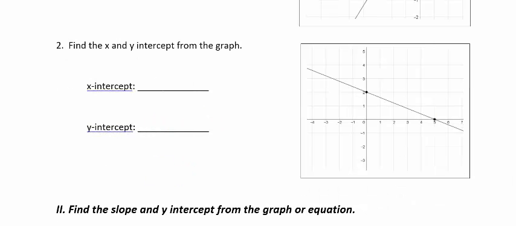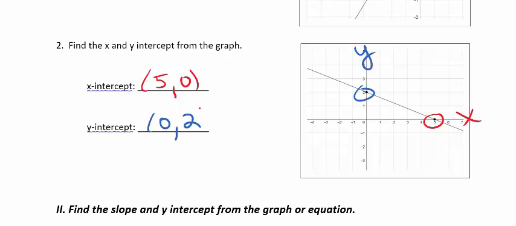In number 2, we need to also find the x and y intercepts from the graph. So given this graph, we can see that the line crosses the x-axis right here at this point, and that is the point 5, 0. And it crosses the y-axis at this point right here, and that is the point 0, 2.